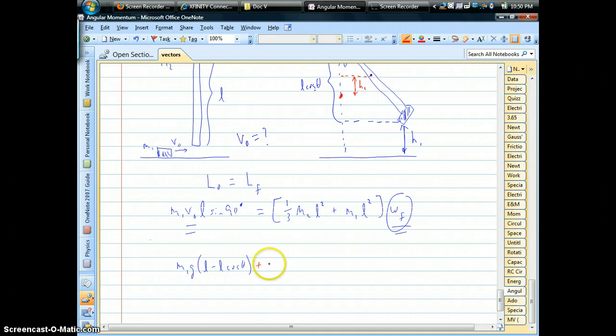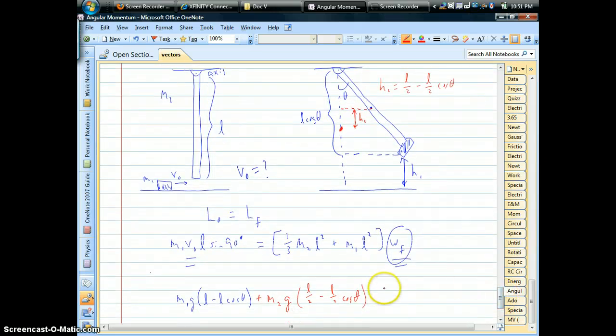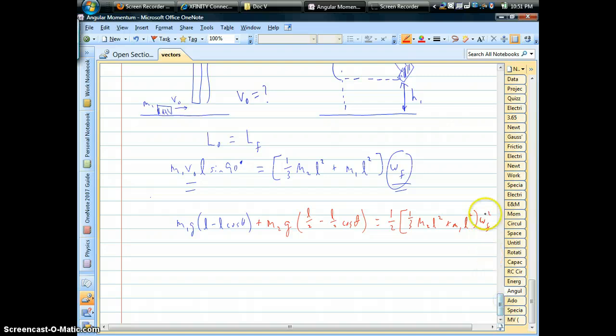Okay, so the mass of the stick is m2 times gravity, and then we're going to have this new quantity, L over 2 minus L over 2 cosine theta. So that's the gain in potential energy at that big angle, where it comes to a stop. Where did it come from? Well, it came from the rotational energy, 1/2 I omega squared. Okay. So here's the angular speed that we're after.